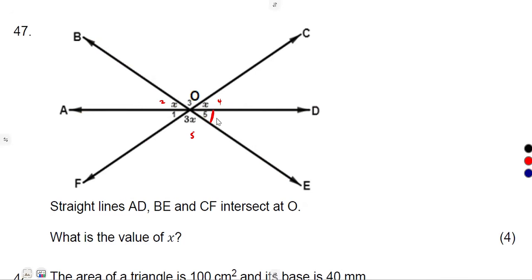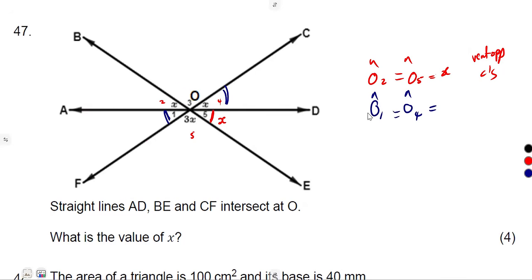So angle O5 is also x, vertically opposite angles. Angle O2 is equal to angle O5, which is x. Vertically opposite angles, guys, okay? It is the same thing as angle O1 and angle O4. That's equal to x. Again, vertically opposite angles.